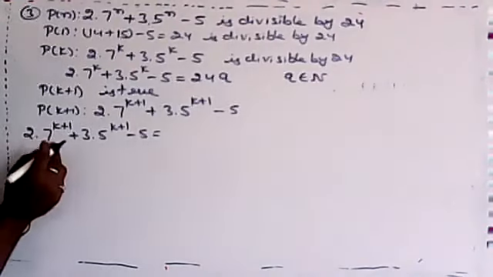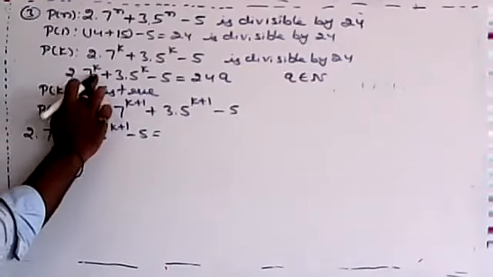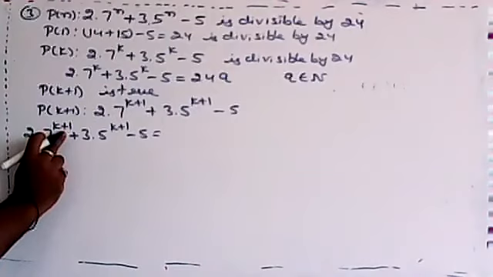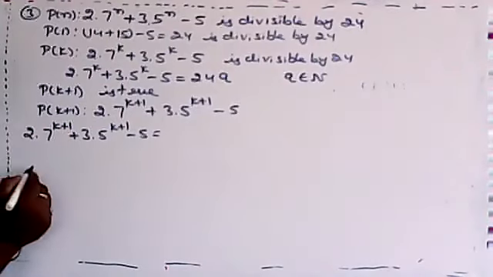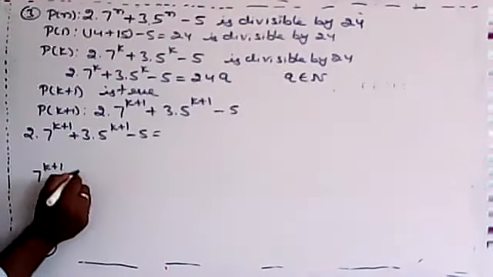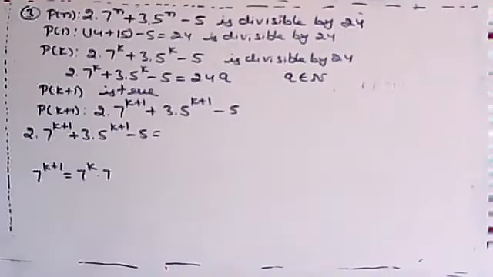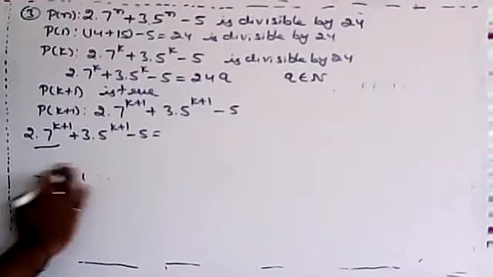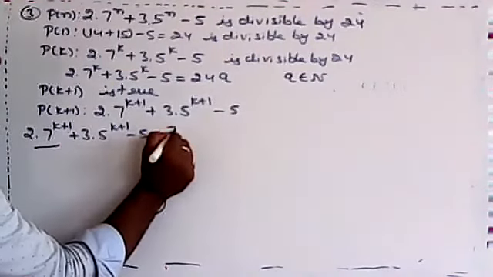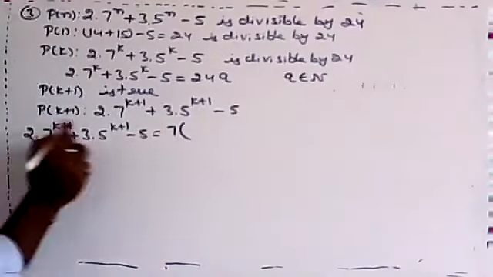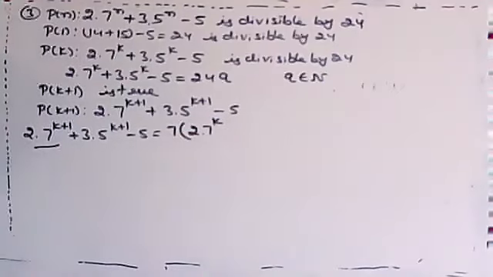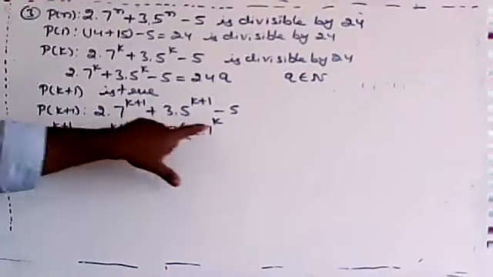So, I'm writing. What is the extra term in this? 2 into 7 to the power of K is there. Here it is 7 to the power of K plus 1 is there. So, extra term is what? So, we know that 7 to the power of K plus 1 is what? 7 to the power of K into 7. Correct? So, what I'm doing means in the first term, I'm taking 7 outside. What is inside the bracket? 2 times of 2 into 7 to the power of K. Correct or not? So, I'm taking 7 outside. Remaining is what? 2 into 7 to the power of K.